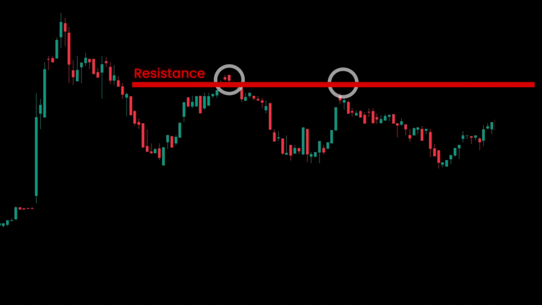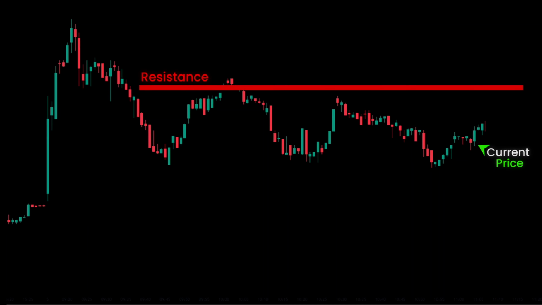And we have drawn this level because it is very close to the current price. And the last time there was rejection here, the price came down very fast, that too with a big red candle, which makes this level a swing high.